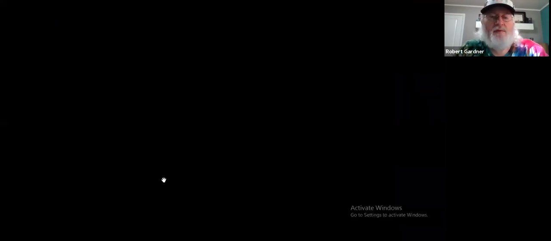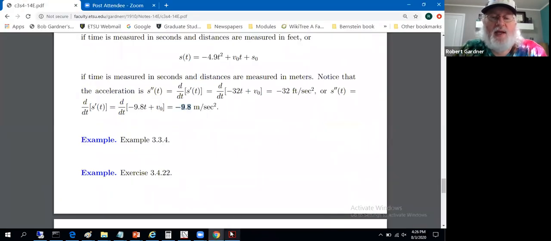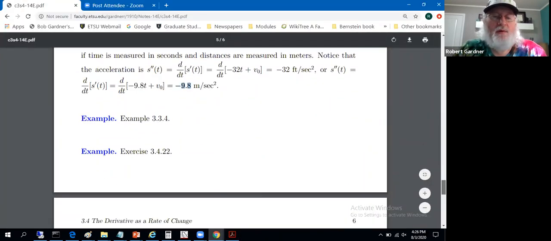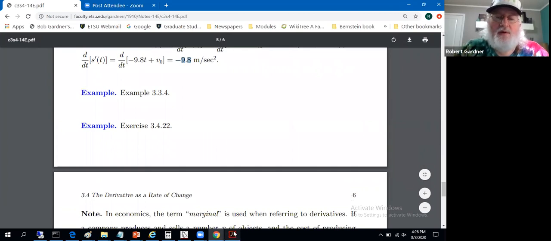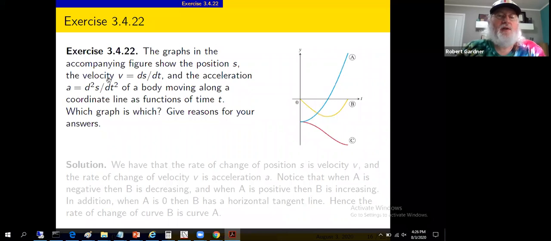Okay, let's see. We want to do this one now. I think we do. Yeah, let's look at the next question as well, which says here are the graphs of position, velocity, and acceleration of a body moving along a coordinate line as functions of time. Which is which and why?